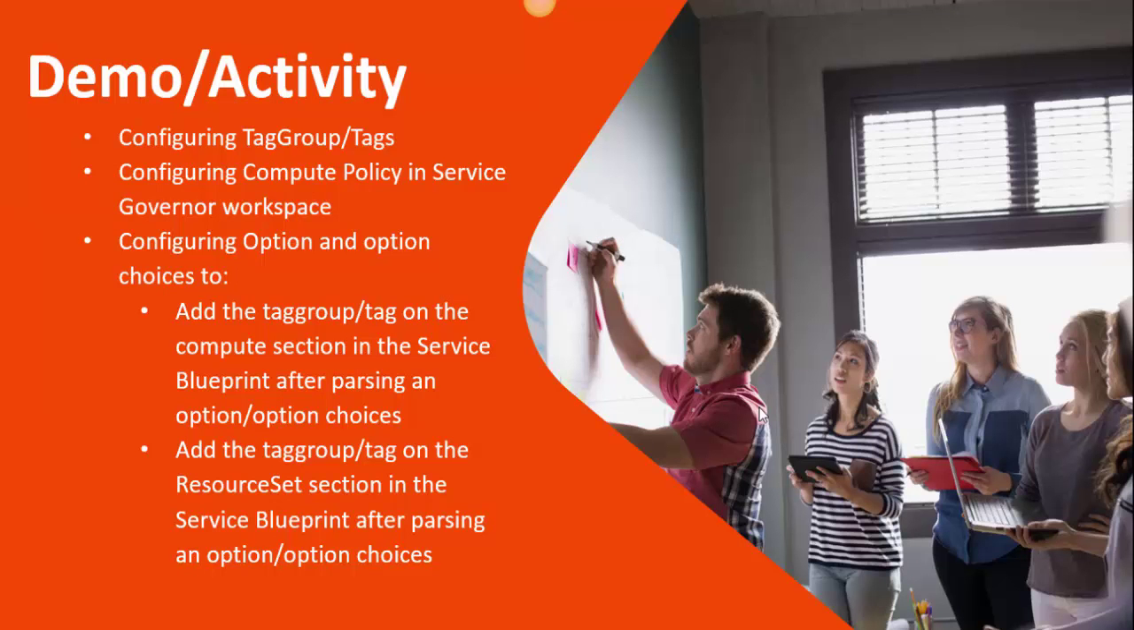During the demo, we'll talk about configuring tag group tags, configuring compute policy in Service Governor workspace, configuring option and option choices to add tag groups and tags on the compute section in the service blueprint, and adding the tag group tag on the resource set section in the service blueprint. Let's switch to Cloud Lifecycle Management Admin Console and take a look at these configurations.